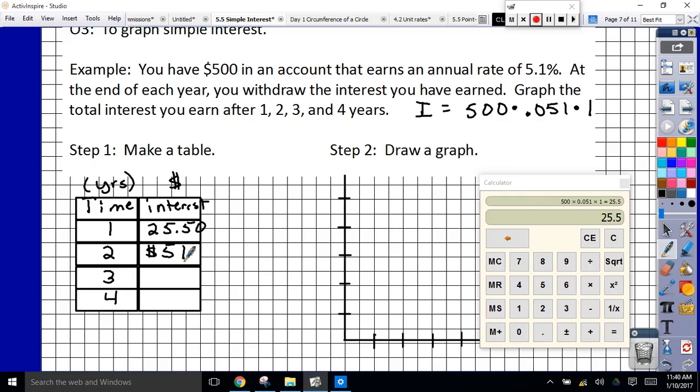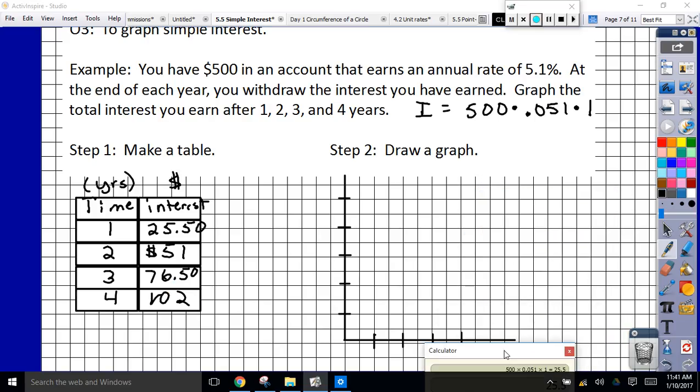How much have I earned by the end of the third year? David? 76.50. Good. $76.50. And if I put 3 into my formula for simple interest, if I did 500 times 0.051 times 3, I'm going to get that same answer. Nathan? $102. $102. Good.